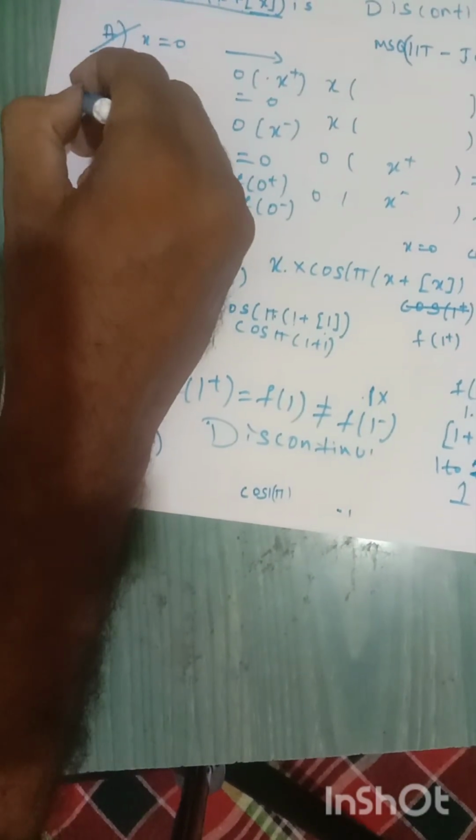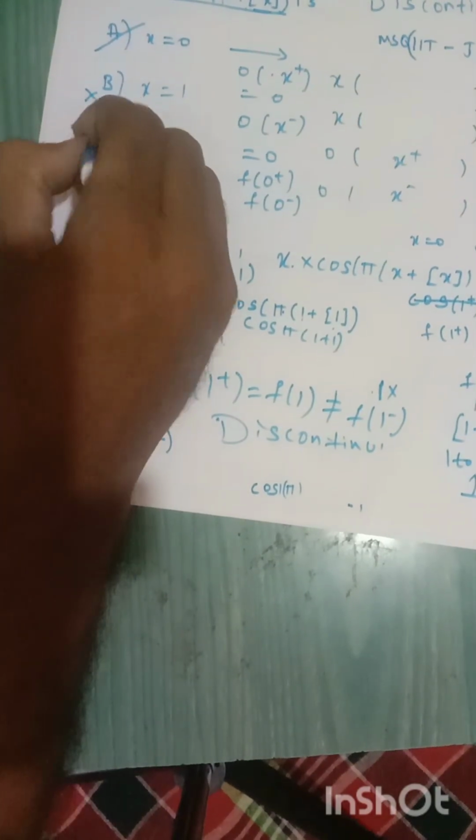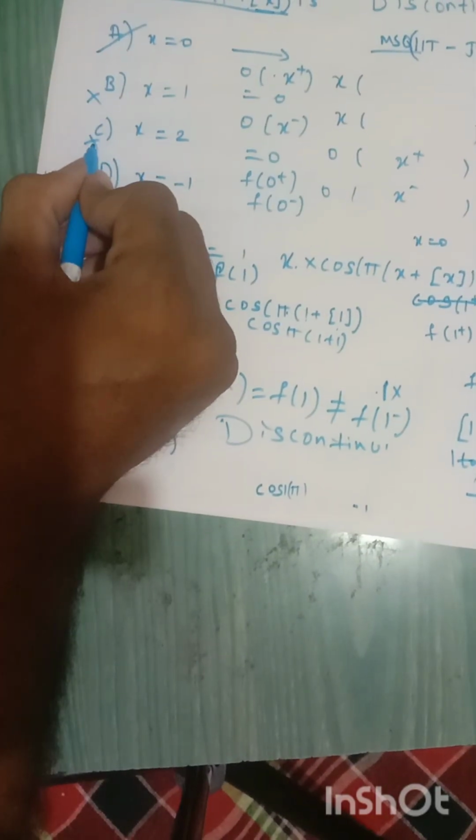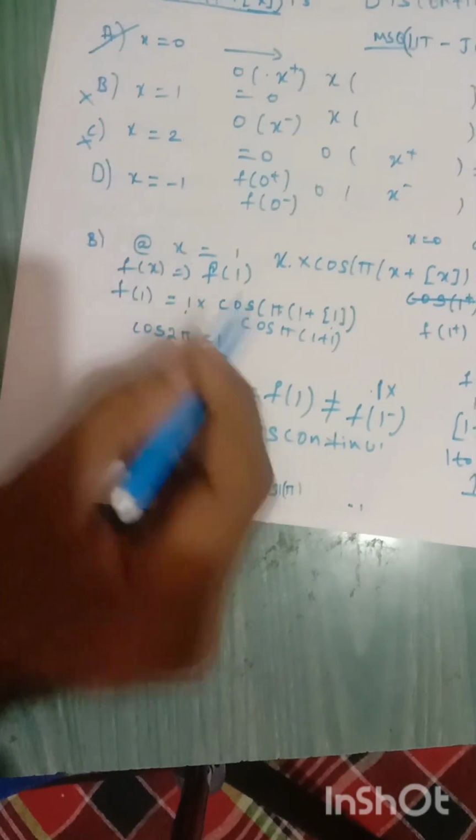This is discontinuous, and in the same way for plus 2, x is equal to 2 will be discontinuous. This is an MSQ, that is a multiple select question. So this is the correct option, this is the correct option, and the last option is x equals minus 1.